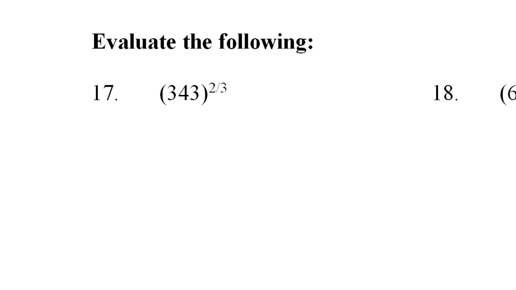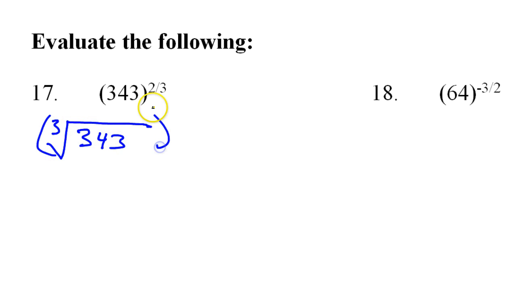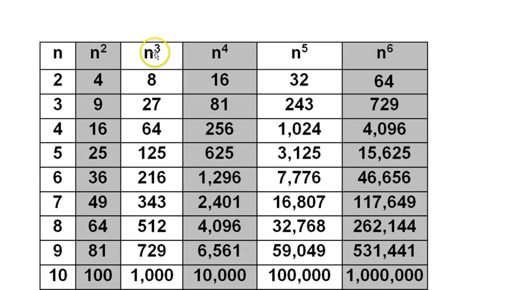So now we need to evaluate without using a calculator. Well, we've already been sort of doing this. Power over root. So 2 is the power, 3 is the root. So this is the same thing as the cube root of 343, and then second power. So the cube root of 343 is 7.